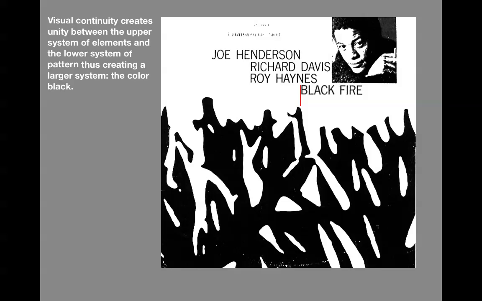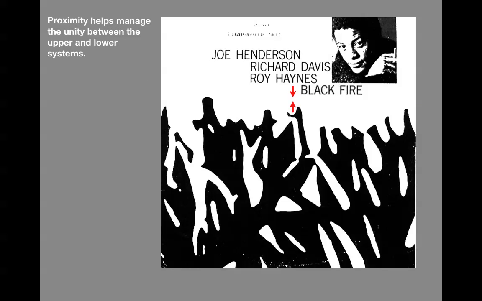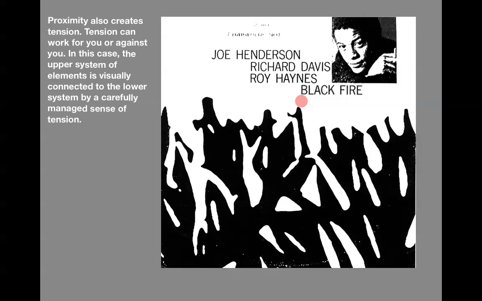Visual continuity creates unity between the upper system of elements and the lower system of pattern, thus creating a larger system, the color black. Proximity helps manage the unity between the upper and lower systems. Proximity also creates tension. Tension can work for you or against you. In this case, the upper system of elements is visually connected to the lower system by a carefully managed sense of tension.